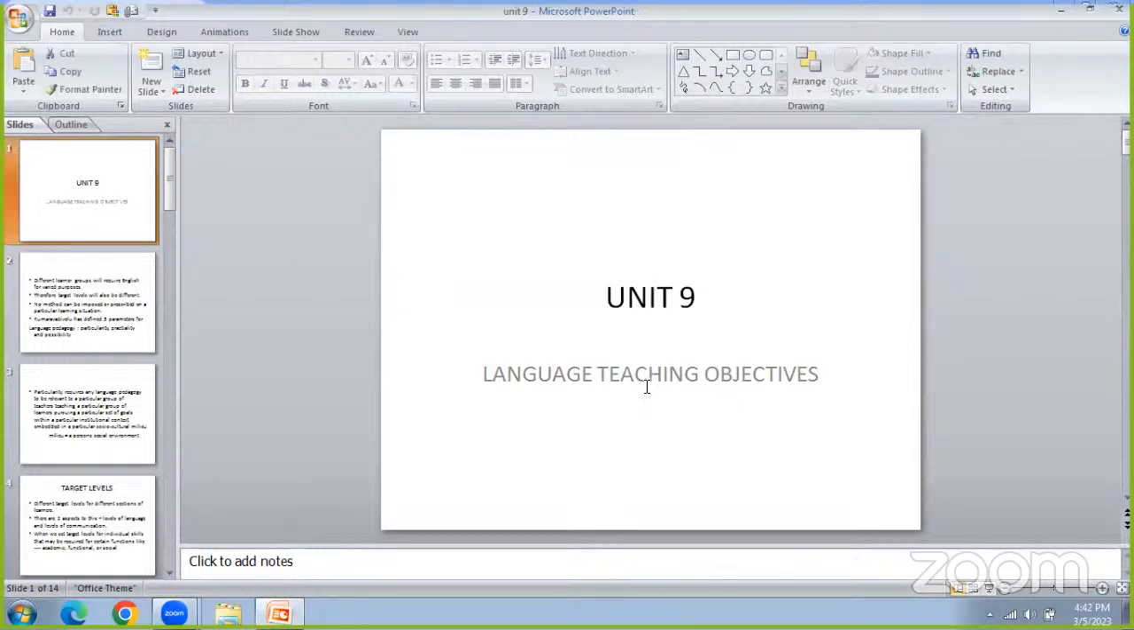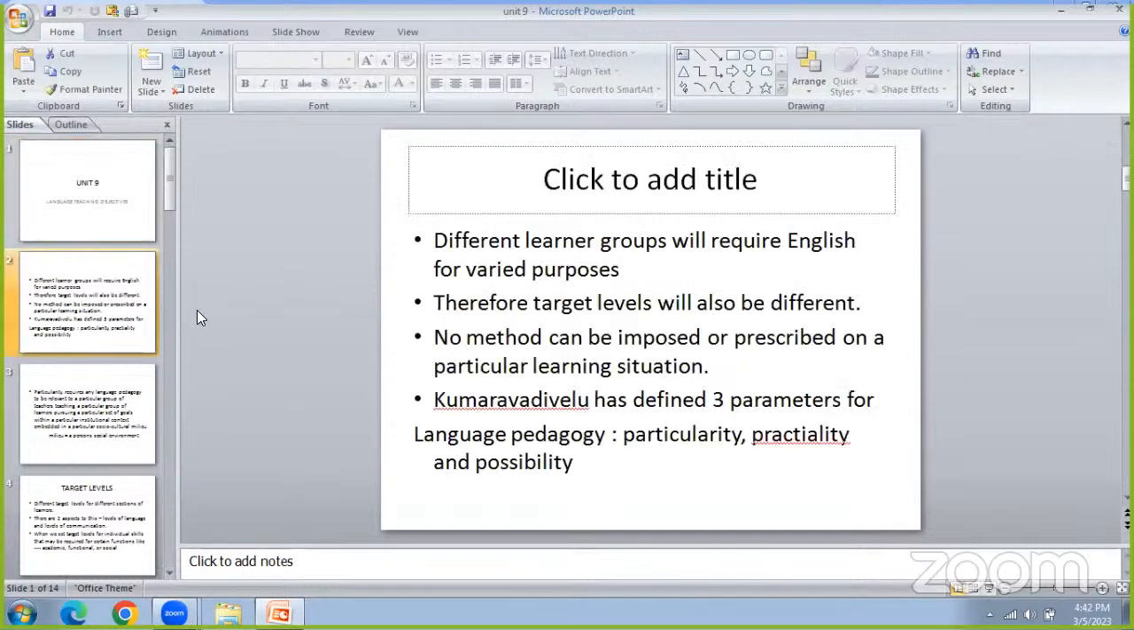Yeah, Unit 9, language teaching objectives. See, these are the things that we need to understand before going into the details of the lesson. Different learner groups will require English for varied purposes. That's what I have told you before, that every individual has their own desire or interest for pursuing the course, right? Isn't it? Different learner groups will require English for varied purposes.